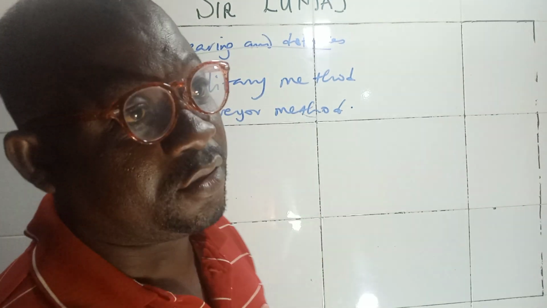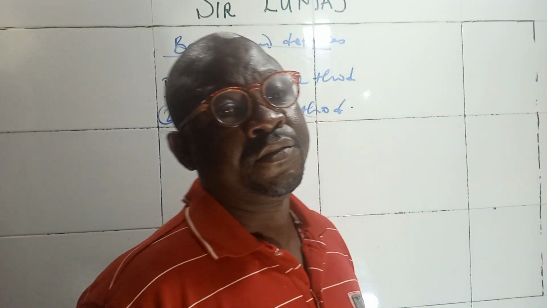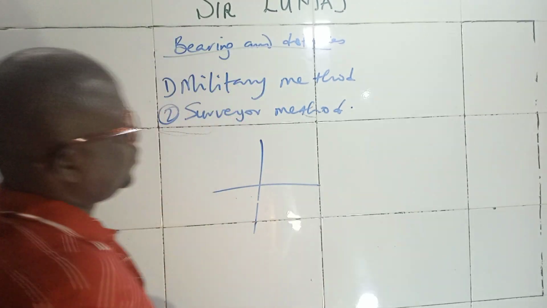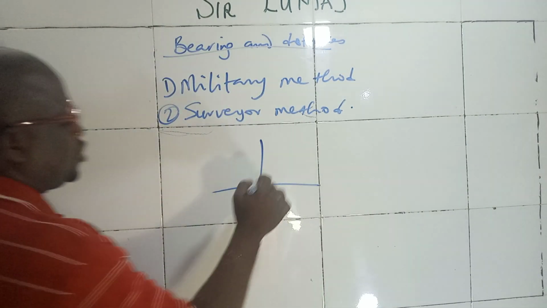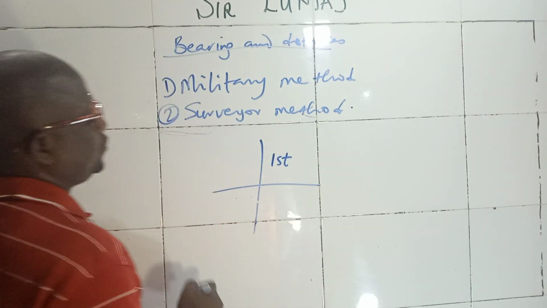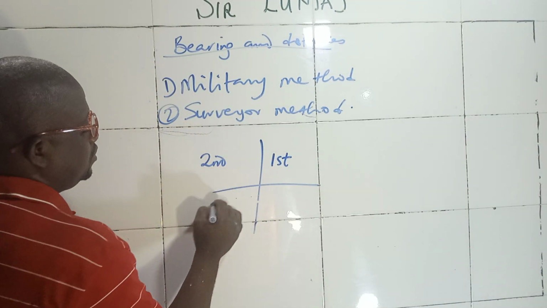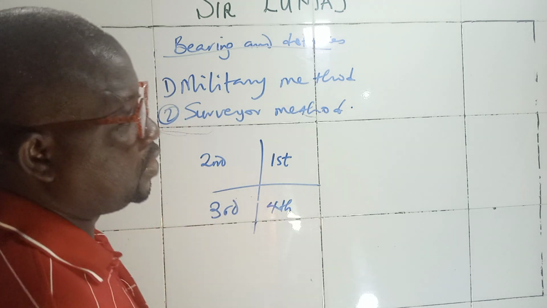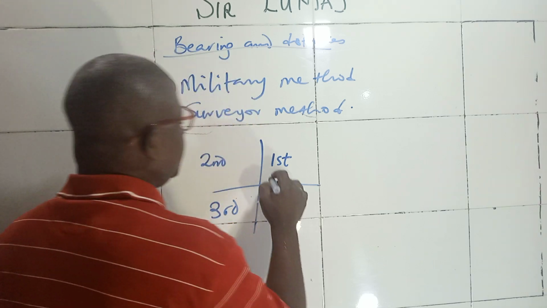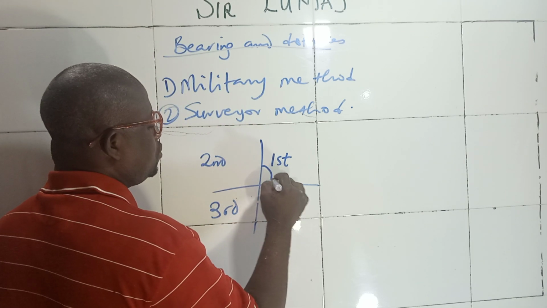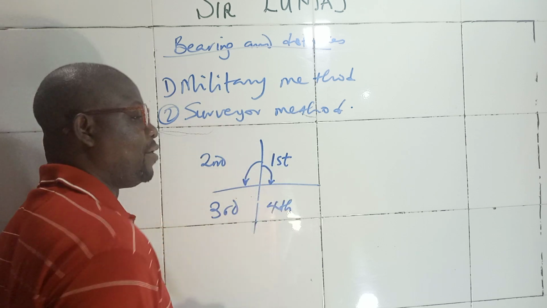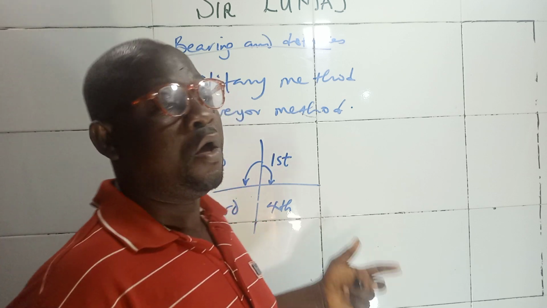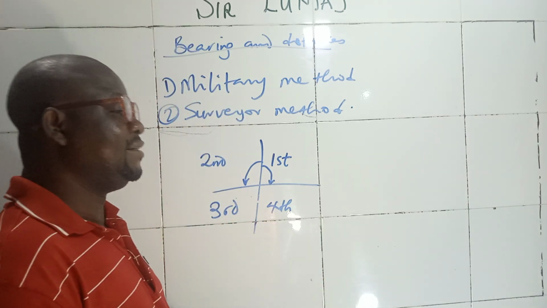Before you apply any method, what do you want to even talk about in bearing and distances? Let me draw a quadrant. In mathematics, you call this the first quadrant. This is the second quadrant, third quadrant, and this is the fourth quadrant. There are two ways in which you can move: either you move in this direction or you move in this direction. So direction will determine what you want to talk about under bearing and distances.